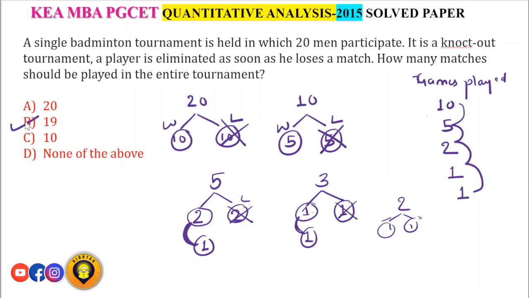In this kind of question, suppose the numbers are changed and the question is the same, then you can just do the number of men minus 1. If you do number of men minus 1, you will get the total number of games played. But understand, the question should be the same as this, that it should be a knockout game where a player is eliminated as soon as he loses a match. If this line is there, then whatever the number, suppose it is 30 men, it will be 30 minus 1, 29 games. If it is 40 men, 40 minus 1, 39 games. So that's the trick. Otherwise you can use this concept, think like this, and you will be able to solve the question easily. So the answer is option B, 19.